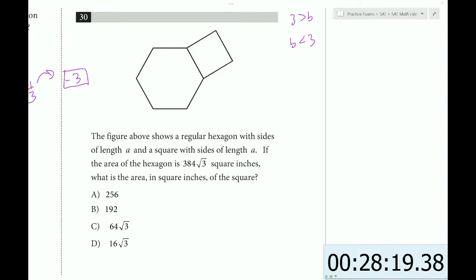Okay, the figure above shows a regular hexagon with sides of length A and a square with sides of length A. If the area of the hexagon is this, what is the area of the square? So one thing we can do whenever we have a hexagon is we can split it into a set of equilateral triangles.